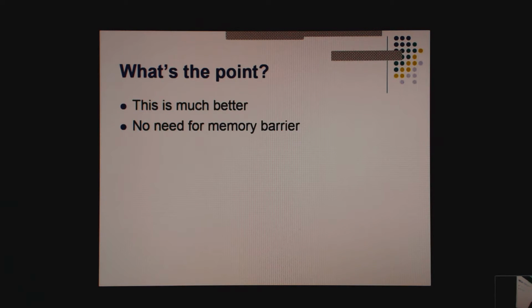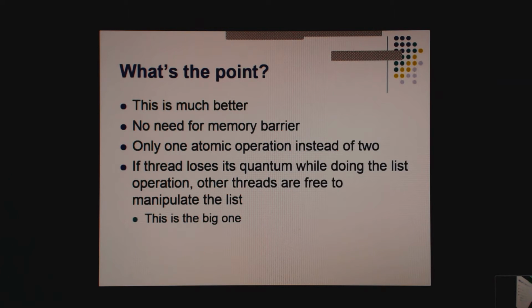So this is much better. It's somewhat faster than a lock, but the real thing that makes it faster is that if the thread loses its quantum, no other thread is blocked from operating because there are no locks. Now, when the thread gets its quantum back, the compare and swap will fail, and it'll just try again. Right? Because the compare and swap will say, yeah, someone futzed with the list. I didn't succeed. Let me retry.